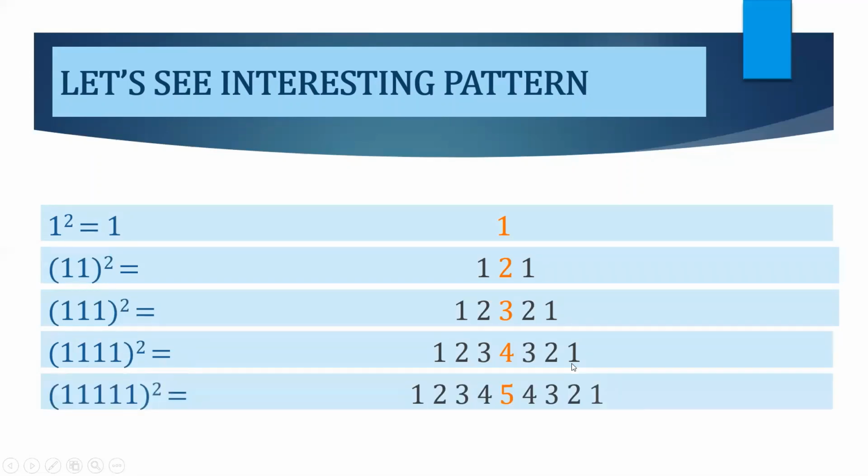Suppose I have to take the square of 11,111. Then what I'll do is I'll write 5 in the center first, then I'll write 4 on both sides, then 3, then 2, and then 1. So the square of 11,111 is 1, 2, 3, 4, 5, 4, 3, 2, 1.